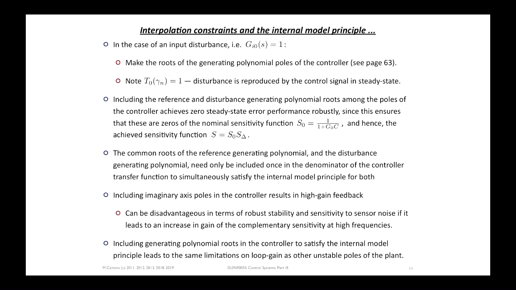All right. So this is just trying to summarise how to apply the internal model principle. Just make the roots of the generating polynomial poles of the controller. In the case of an input disturbance, note that the complementary sensitivity function will be 1 at the open loop poles. If we're making the open loop poles coincide with the roots of the generating polynomial, then T will be 1 at the roots of the generating polynomial.